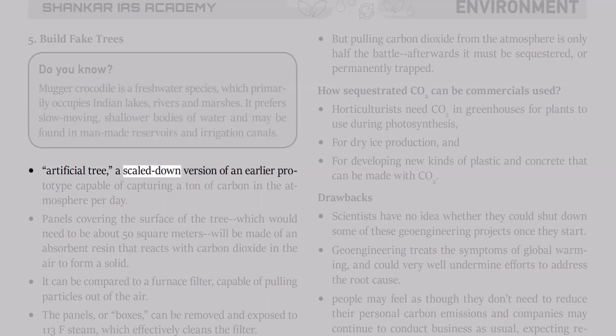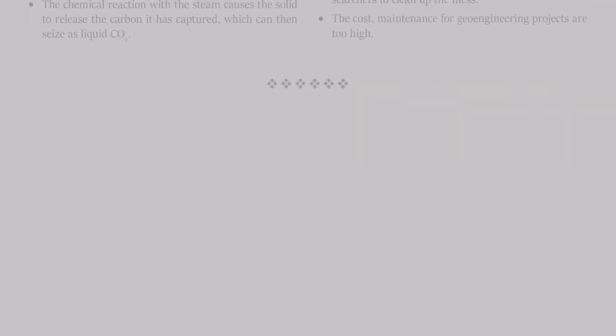Artificial tree, a scaled-down version of an earlier prototype capable of capturing a ton of carbon in the atmosphere per day. Panels covering the surface of the tree, which would need to be about 50 square meters, will be made of an absorbent resin that reacts with carbon dioxide in the air to form a solid. It can be compared to a furnace filter, capable of pulling particles out of the air. The panels, or boxes, can be removed and exposed to 113 F steam, which effectively cleans the filter. The chemical reaction with the steam causes the solid to release the carbon it has captured, which can then be collected as liquid CO2.